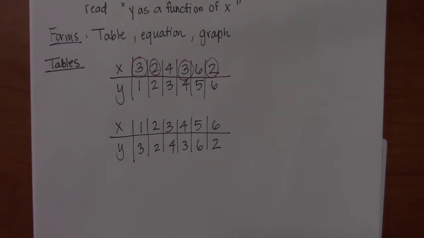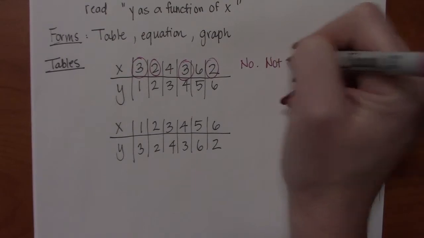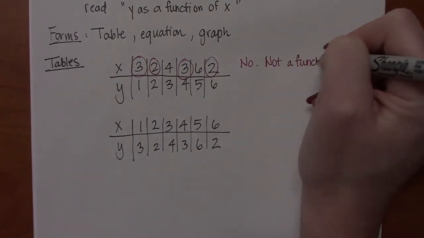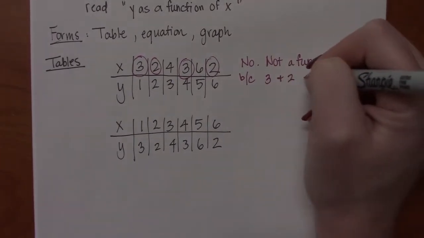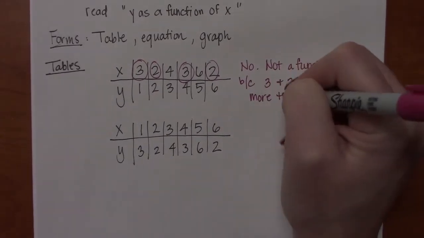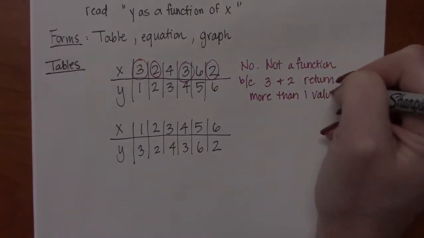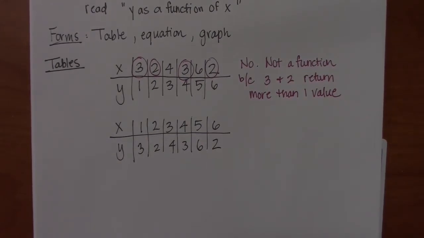So if I asked you what's f of 3, you would come out with 2 answers. You could say 1 or 4. Well, that's not a function. If you plug in a variable, you should only get one value out, right? So the y values can be repeated, but the x values cannot. So no, not a function, because 3 and 2 return more than one value. So we only had to look at the top row.